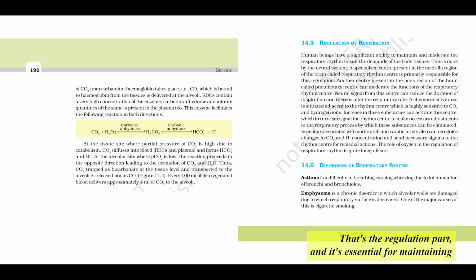That's the regulation part, and it's essential for maintaining balance or homeostasis. Humans have a significant ability to maintain and moderate their respiratory rhythm to perfectly suit the demands of the body tissues. This control is primarily handled by the neural system, specifically by specialized centers in the brainstem. Let's pinpoint the key players in the brain. 1. Respiratory Rhythm Center. This is the main boss, located in the medulla oblongata region of the brainstem. It's primarily responsible for generating the basic automatic rhythm of breathing, that cycle of inspiration and expiration. Think of it as the breathing pacemaker.